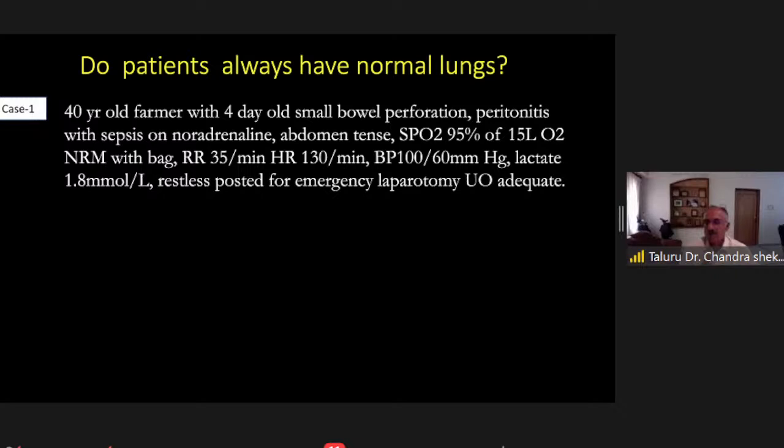See, this is what I was saying. The transpulmonary pressure is the main determinant of VILI, the ventilator-induced lung injury. See, there are two instances. Both patients have a transpulmonary pressure of 30. Look here, this chest wall is very, very rigid.